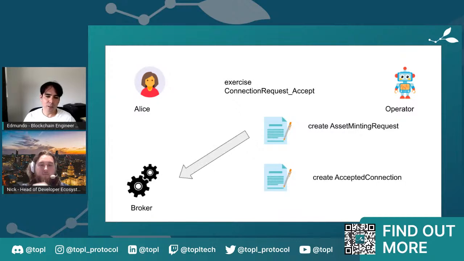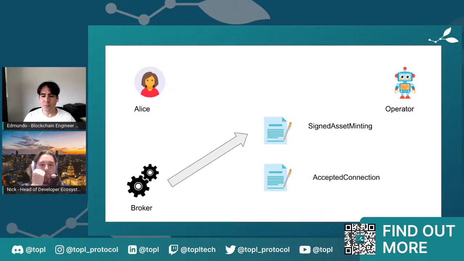Now the broker sees this asset minting request and will go do some stuff on the blockchain. Then it will once again create a new signed asset minting contract after the asset was minted on the blockchain and transferred where the contract specified. This will be created here. So this is more or less what will happen throughout the demonstration. Is that clear? Any other questions?